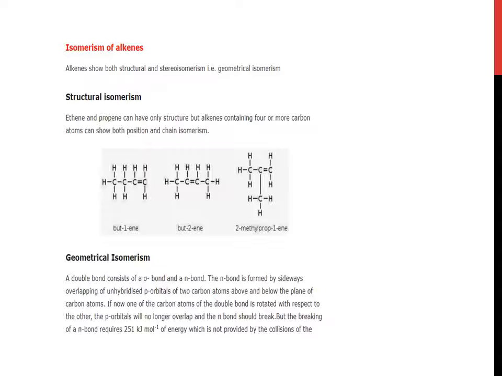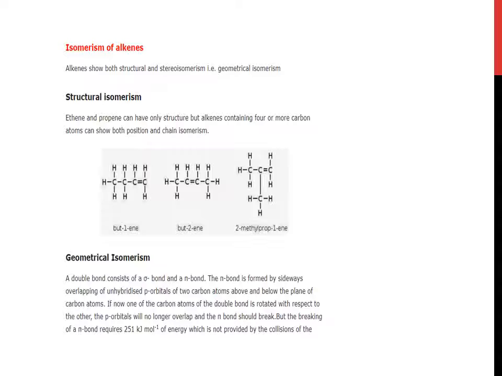Now, isomerism of alkenes. Alkenes show both structural isomerism and stereoisomerism, that is geometrical isomerism. Now, structural isomerism. Ethene and propene can have only one structure, but alkenes containing 4 or more carbon atoms can show both position and chain isomerism.